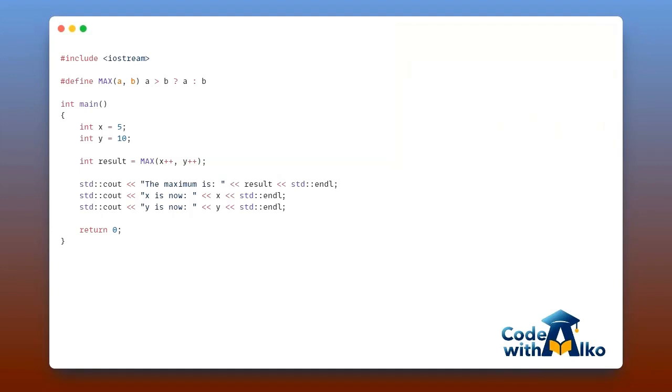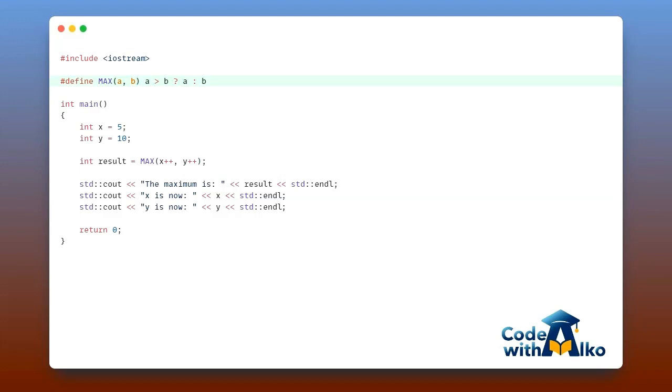Alright, let's get right into it with a classic example. Imagine you need a simple way to find the larger of two numbers. You might think a macro is the quickest way to do it. Here's what's going on here. First off, we include the IOStream library so we can print our results, no surprises there.